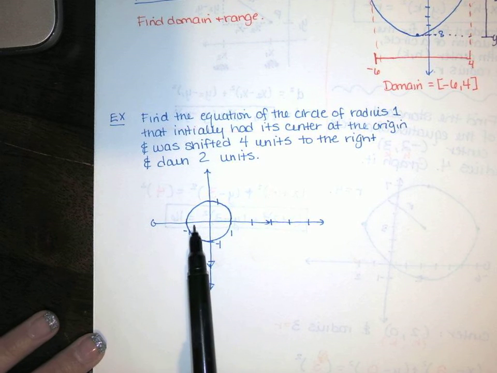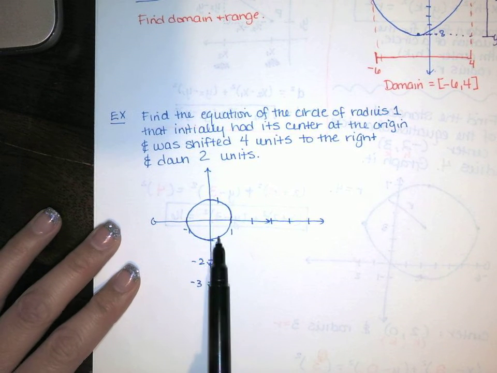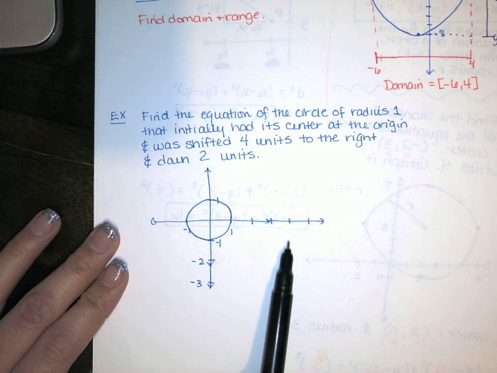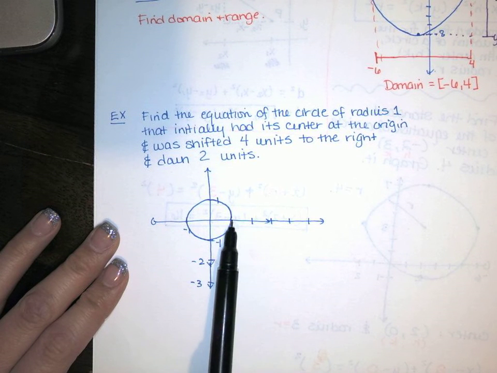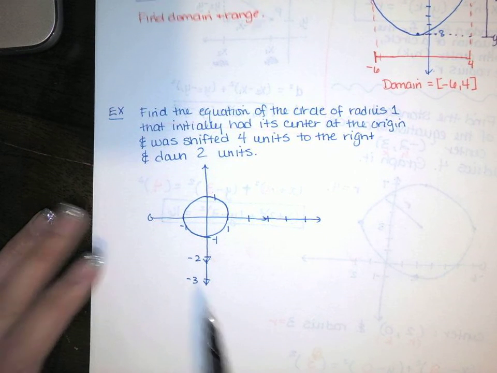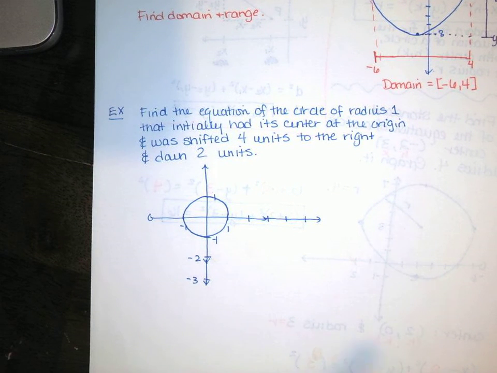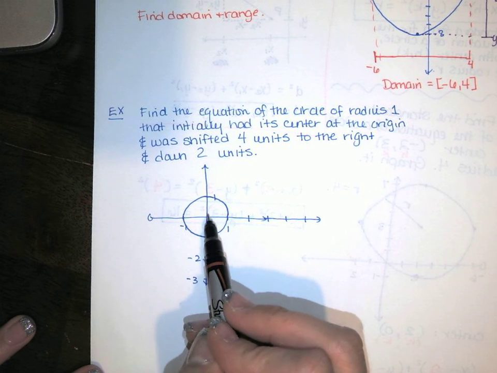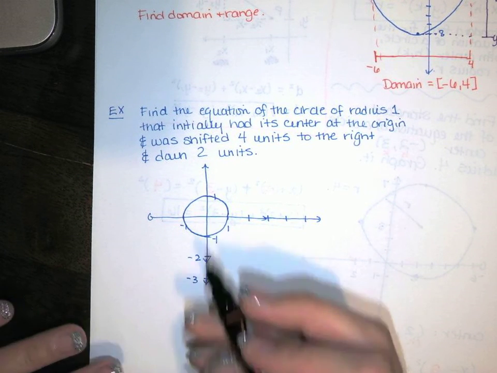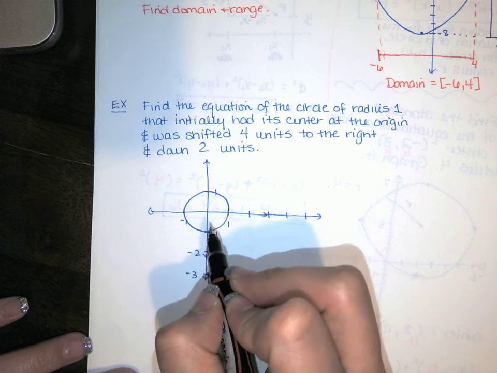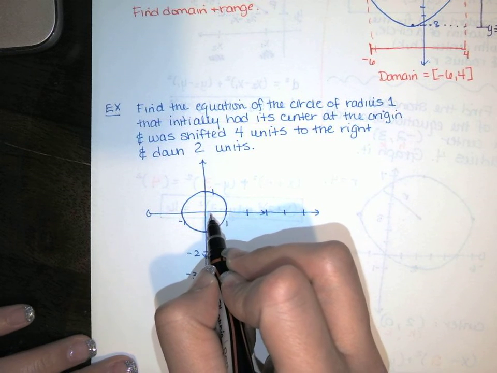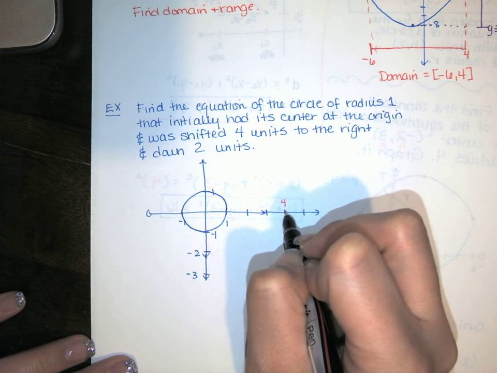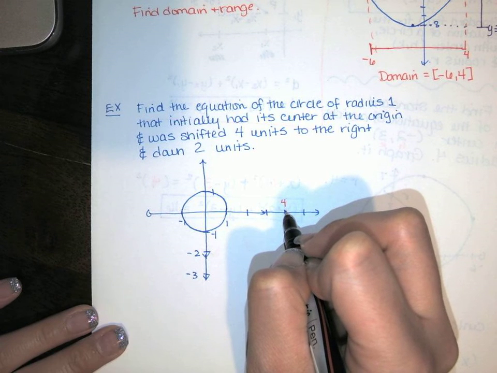Now I could shift each of these points individually. I could shift this one 4 units to the right and down 2, and this one 4 units to the right and down 2, and do that for all of them. Or I think it's better if we just think about moving that center, and remember that we're talking about all of the points that are 1 unit from the center. So we're taking our center, which was at 0, 0, and shifting it 4 units to the right. So our new x value is x equals 4. And then we're shifting it down 2 units.